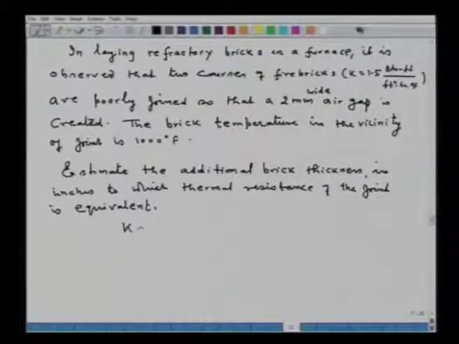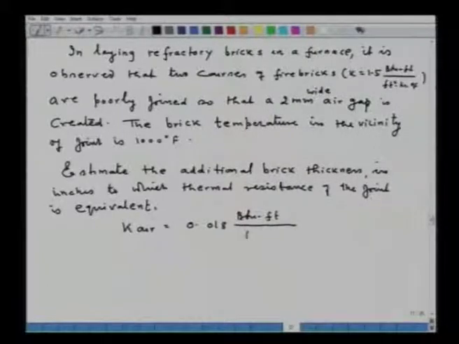It is given that K air is 0.018 BTU feet upon feet square hour and degree Fahrenheit.